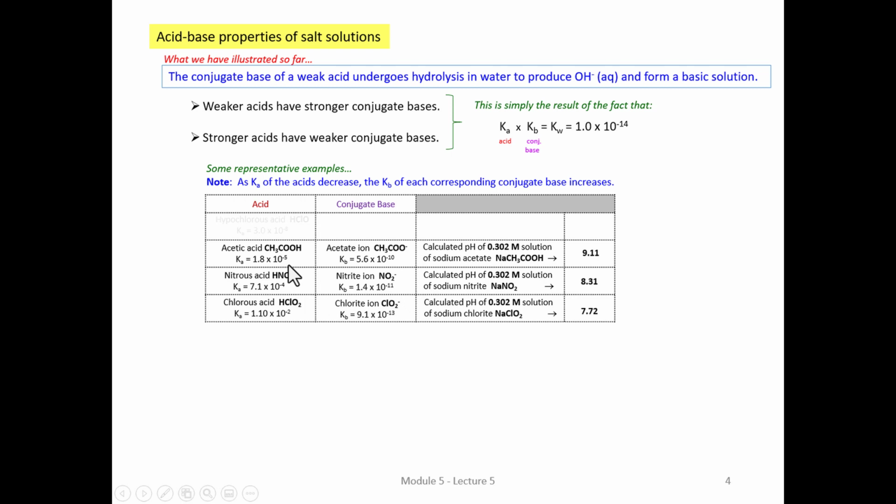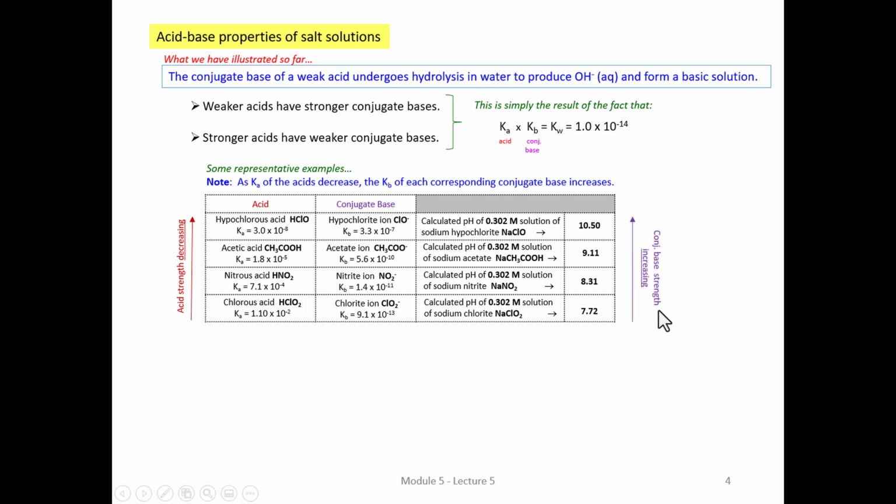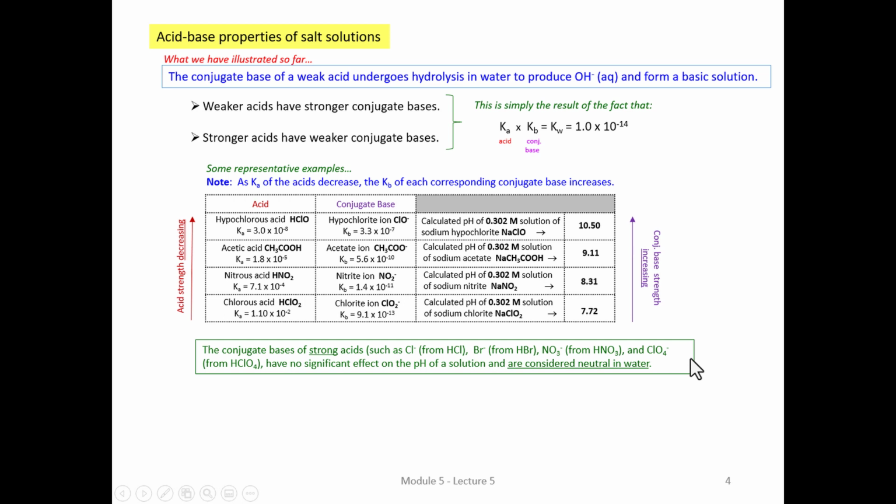And if we go to an even weaker acid like hypochlorous acid, its conjugate base is the hypochlorite ion, and a 0.302 molar solution of sodium hypochlorite is pretty basic, 10.5. So you see as the acid strength is decreasing, the conjugate base strength is increasing. Acid strength decreasing, conjugate base strength increasing.